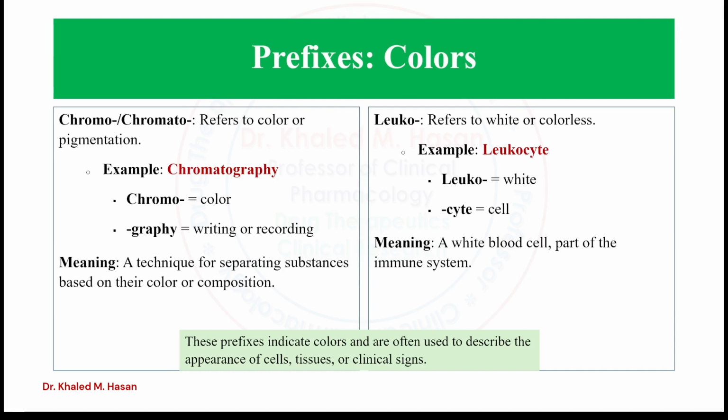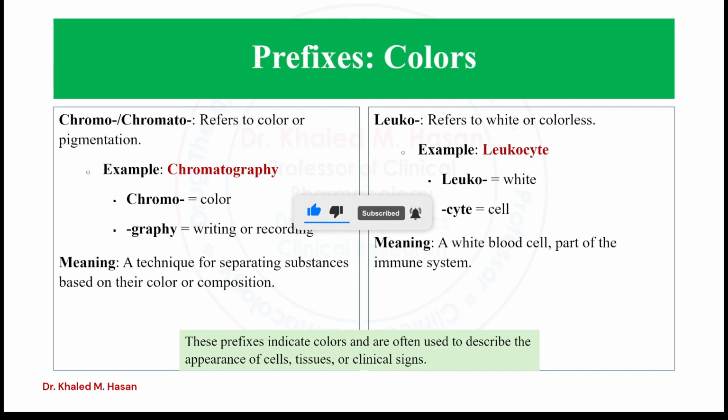Okay, regarding the prefixes for colors, we have chromo, chromato, and then we have leuco. Chromato refers to color or pigmentation. For example, we have chromatography. Chromo means color, graphy means writing or recording. Chromatography is a technique for separating substances based on their color or composition.